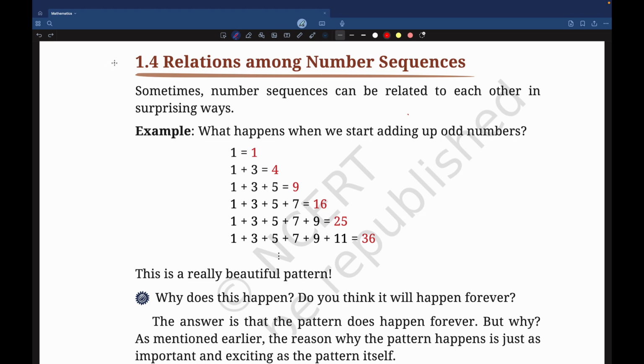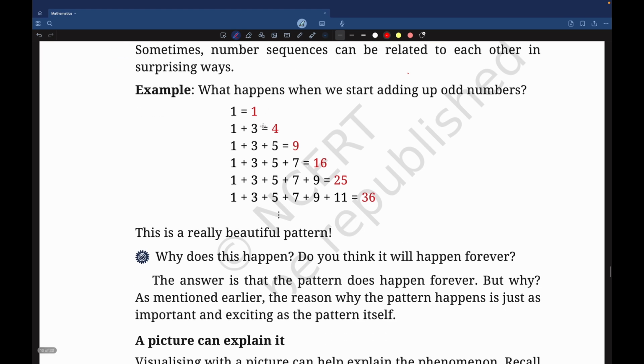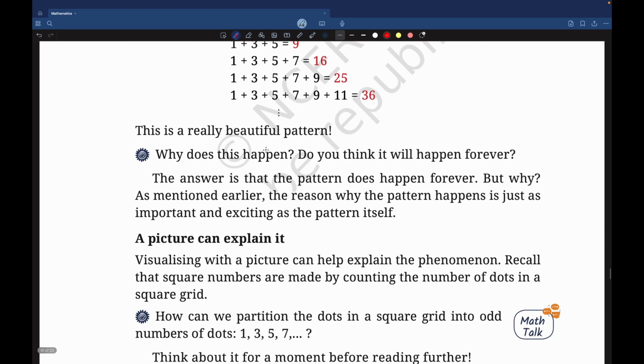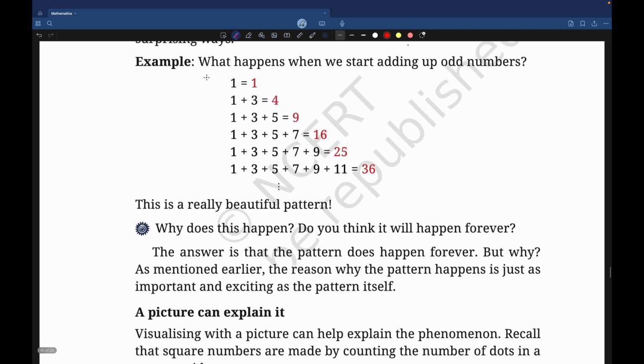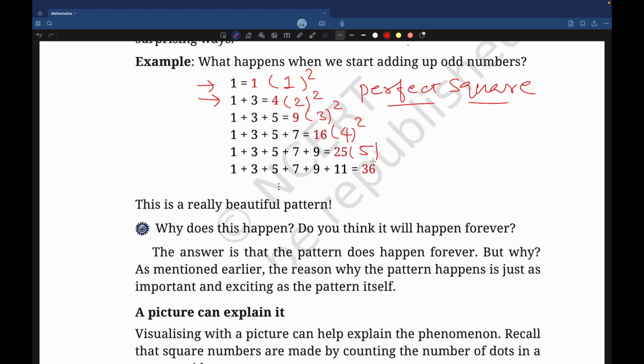In this lecture, we are going to cover topic 1.4, relation among number sequences. We can see one of the relations is given, that is of perfect squares. That is 1 square, this is 2 square, this is 3 square, this is 4 square, this is 5 square, and this is 6 square. We will discuss this pattern with the help of pictures later on in this lecture.